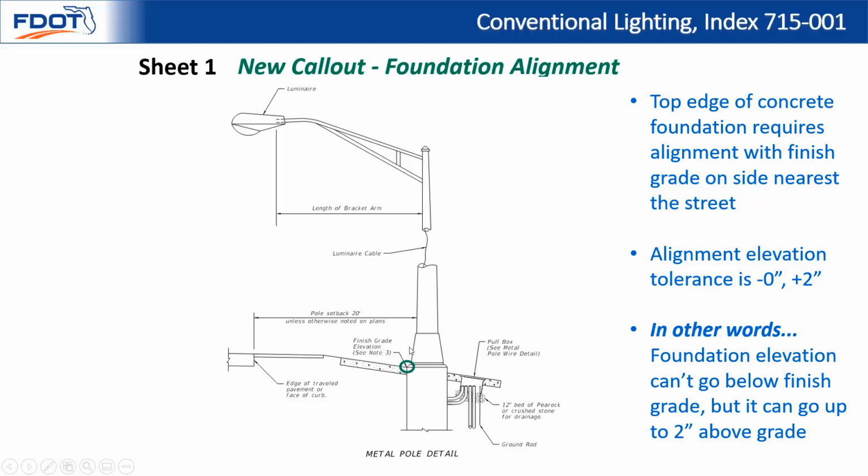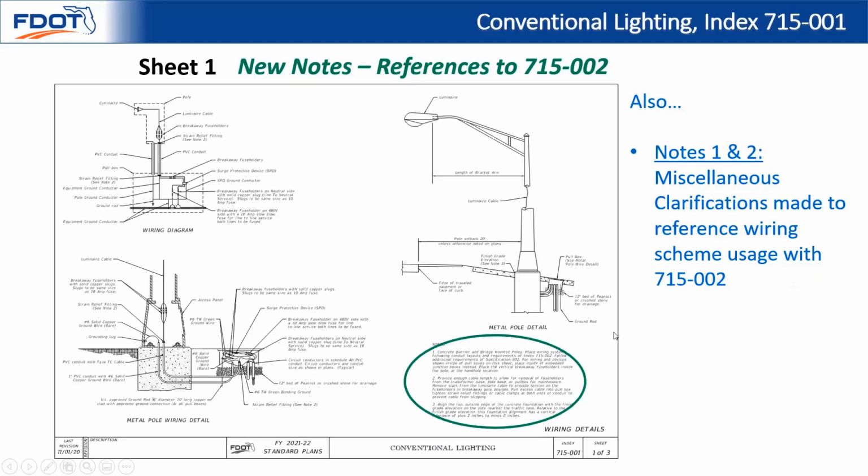It also prevents it from sticking up much too high above ground and then becoming a hazard itself. Also, looking back to the same sheet, we've revised notes 1 and 2 a little bit, just to provide some more clear linkage to 715.002 for cases where the light pole is mounted on top of a concrete barrier or traffic railing. We're explaining how this wiring scheme shown here translates into the wiring and into the conduits of 715.002. So just know we've added some extra notes here to connect to 715.002 for some added clarity.